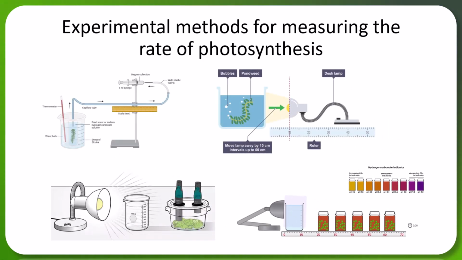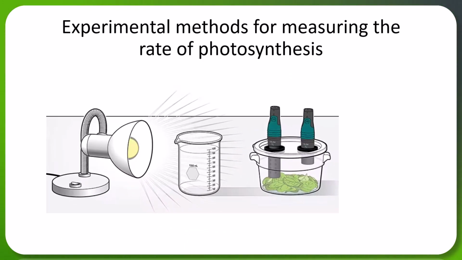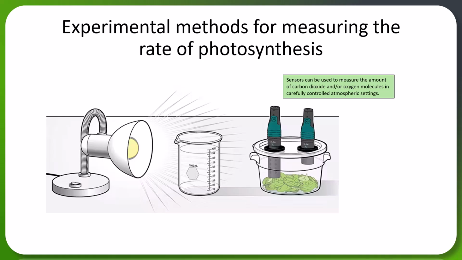And the last and probably easiest method for measuring the rate of photosynthesis would be simply using digital probes. These digital probes are sensors that can be used to measure the amount of carbon dioxide and/or oxygen molecules in carefully controlled atmospheric settings. So you might have leaves that you are shining a light on, you might be manipulating the light intensity, you might be manipulating temperature, you might be manipulating the color of light.